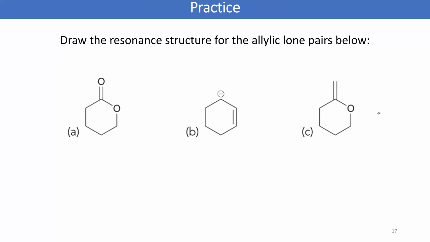So here's a bunch of common examples. I'm not going to go through all these right now, but these all have those allylic lone pairs: a lone pair one bond away from a pi bond. So they're all going to have the same general structure for their resonance structure, right? Move a lone pair towards a pi bond, move the pi bond to make room. So like that, or like that.